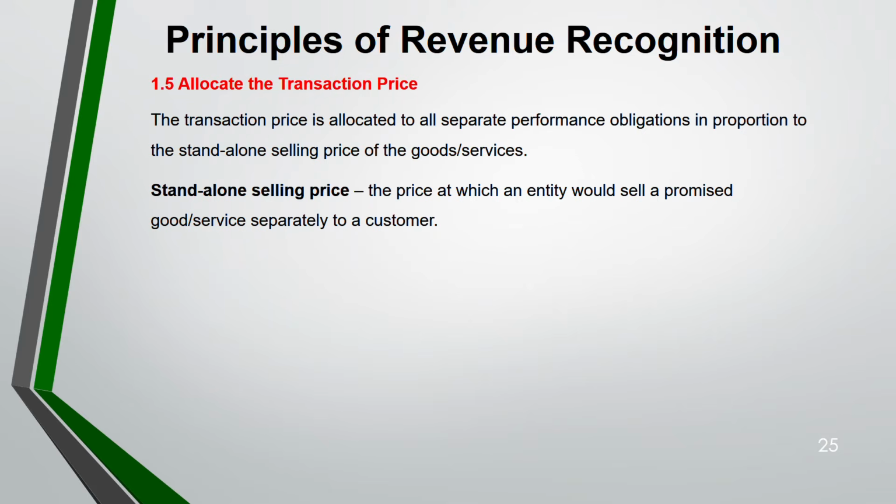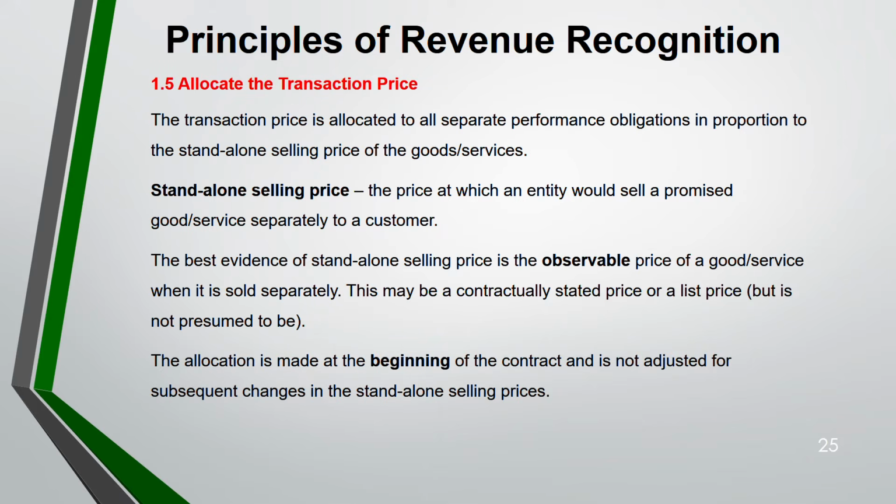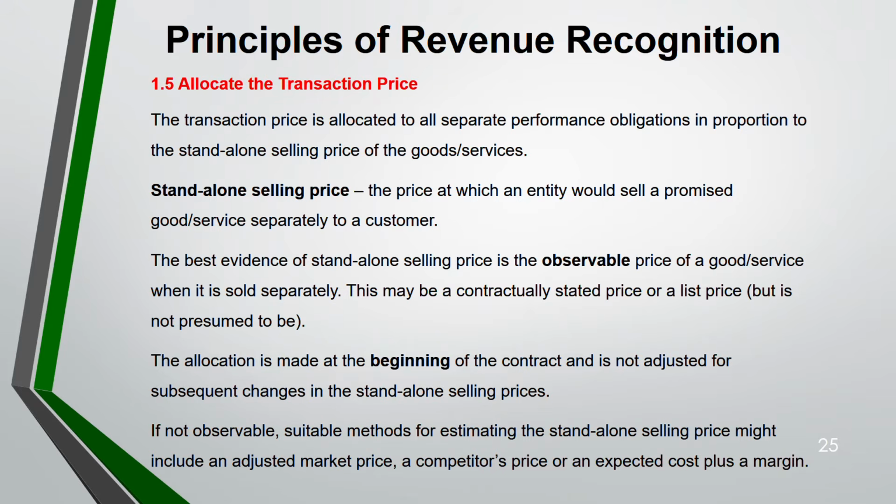What is the meaning of standalone selling price? The price at which an entity would sell a promised good or service to a customer. The best evidence of the standalone selling price is the observable price of a good or service when it is sold separately. This may be a contractually stated price or a list price, but it is not presumed to be. Allocation is made at the beginning of the contract, not adjusted for any subsequent change in the standalone selling price. If not observable, then there are some suitable methods for estimating the standalone selling price, maybe an adjusted market price, a competitor's price, or an expected cost plus margin.